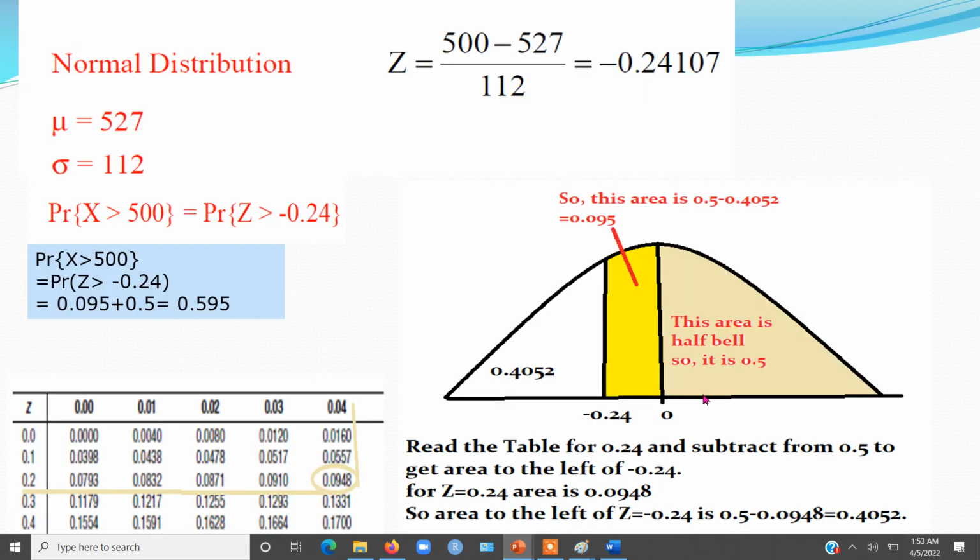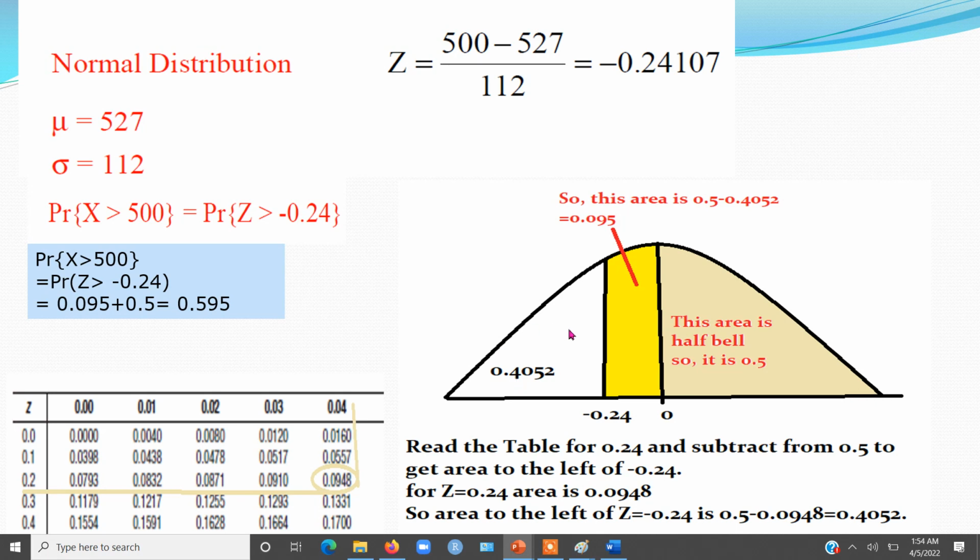Going back to the slide, you see what I have written: read the table for plus 0.24 and subtract it from 0.5 to get the area to the left of minus 0.24. The table gives me 0.0948. If I subtract it from 0.5, the answer is 0.4052. Right?